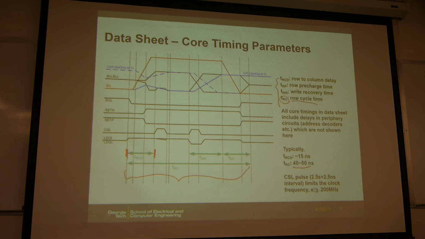And the CSL pulse, this is the pulse to fetch the data out or drive the data in. And this pulse actually is the limiter for the internal clock frequency. And for example, you need 2.5 nanoseconds, okay? And the 2.5 nanoseconds for the interval, then it will be a 5 nanosecond clock cycle, then that will be 200 megahertz. So this limits your internal clock frequency.